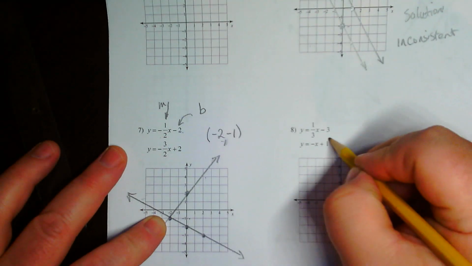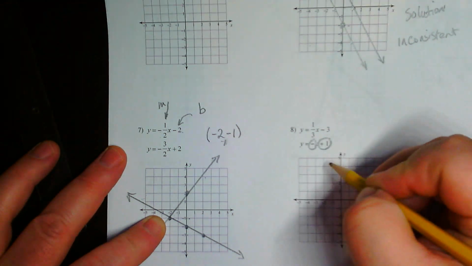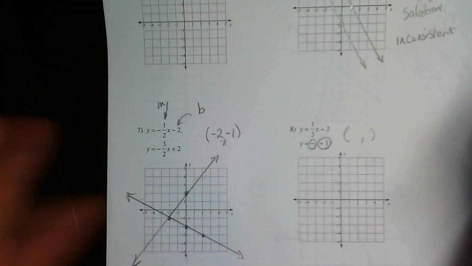So find your y-intercept, count your slope. Write down where they cross. Boom, done.